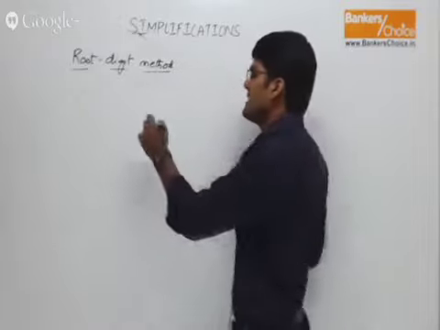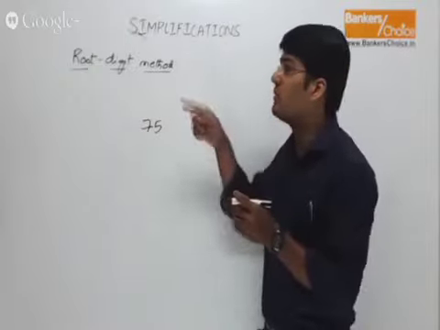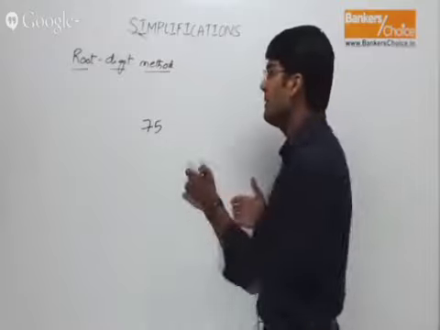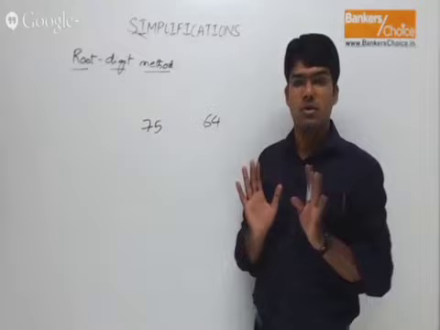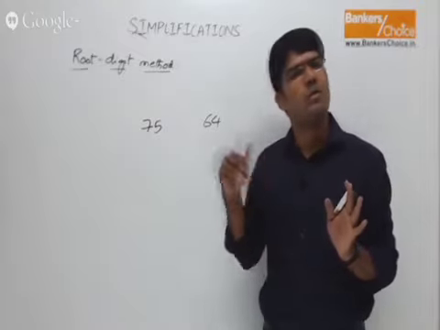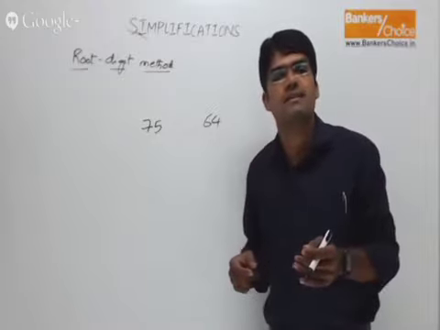For example, 75. What's the root digit of 75? See, don't confuse this with square root. For example, 64. What's the root digit of 64? Don't say it's 8. No, I'm not asking you the square root. Square root is 8, but root digit is not 8. What do you mean by root digit? Add the digits till you get a single digit number.